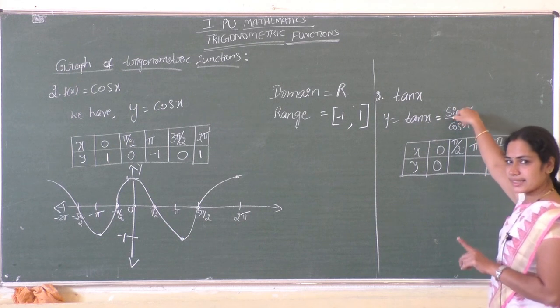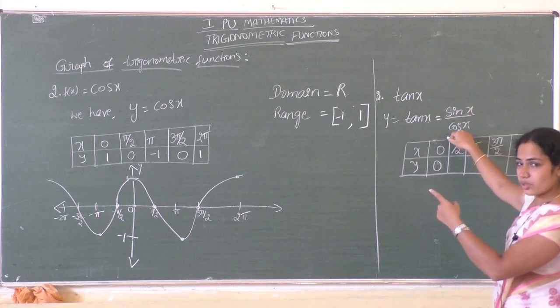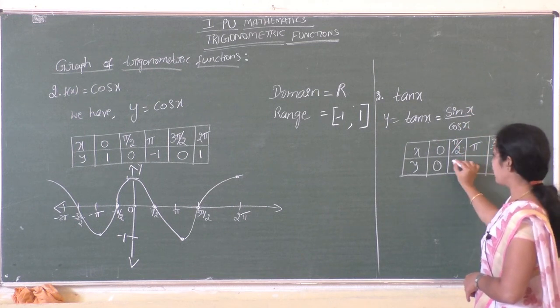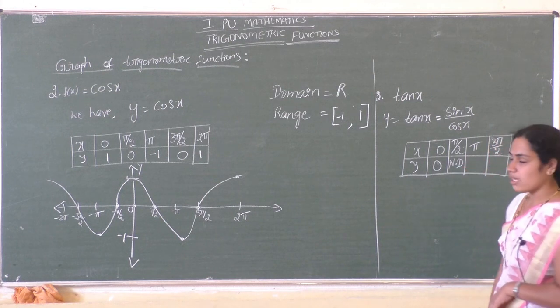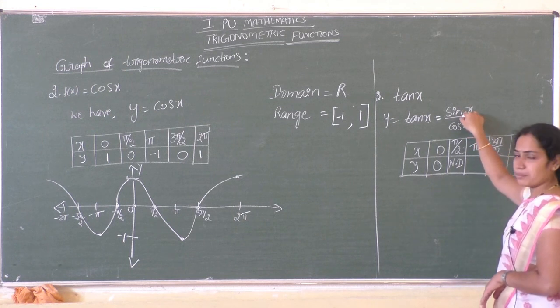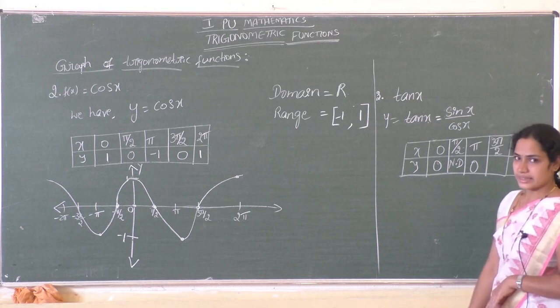Tan pi by 2. Sin 90 degrees is 1. Cos 90 degrees is 0. Correct? So 1 by 0 is not defined. It may be plus infinity or minus infinity. What is tan pi? Sin pi is 0, so the value is 0.